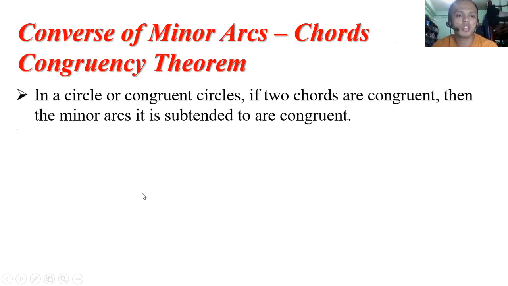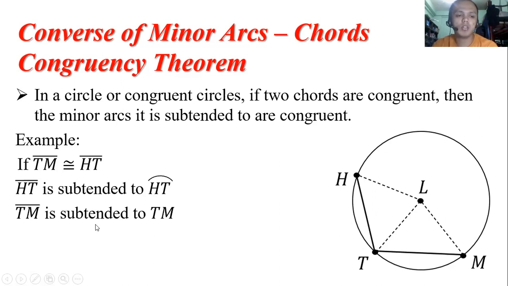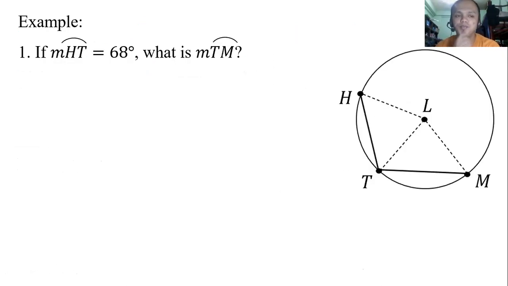Ito naman, converse na. Ito yung nabanggit ko kanina. If your TM is congruent to HT, HT is subtended to arc HT, and then TM is subtended to arc TM. Therefore, your arc TM is congruent to arc HT. So it can be interchanged. Parehas lang naman. Now, example tayo.